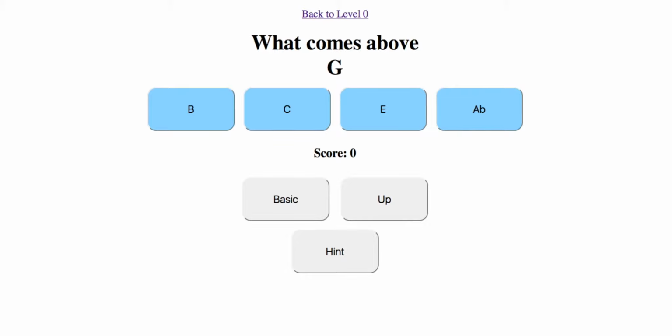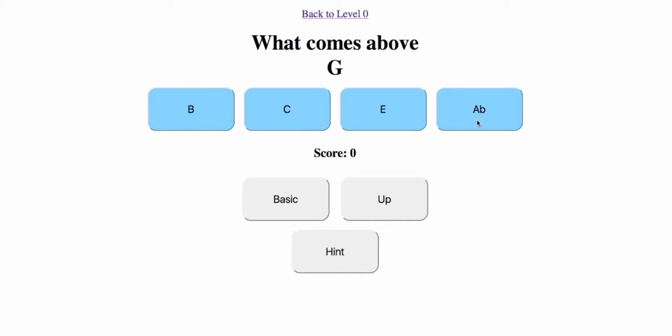So the first question says, what comes above G? So we're talking about the very next note after G. What is the next pitch? As you can see, we have the options of B, C, E, and A flat. I will tell you the correct answer for now. The correct answer is, of course, A flat.